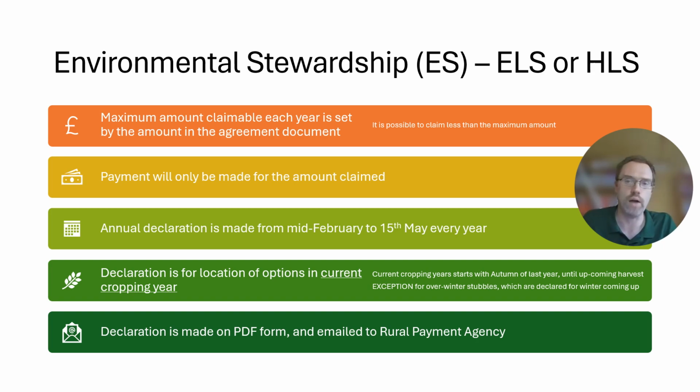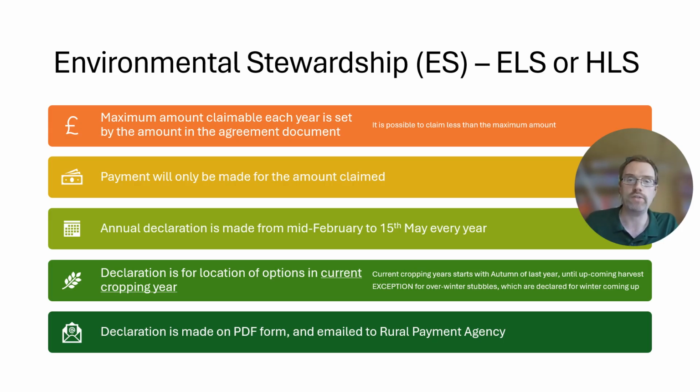So, for instance, if you have 10 hectares of a winter cover crop in an ELS or HLS scheme, you will only be able to claim a maximum of 10 hectares. You will, however, be able to claim less. And so in your rotational declaration, you will need to say the hectarage that you've done and the fields that you've done it in. You will make that declaration from the middle of February to the 15th of May, and the RPA will tell us when that window opens.